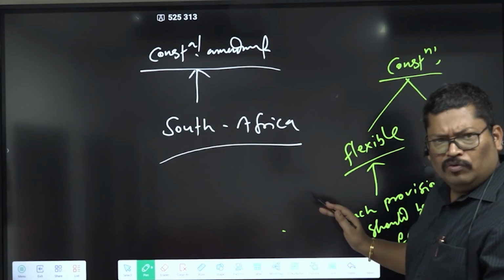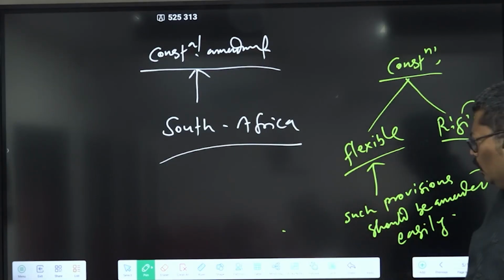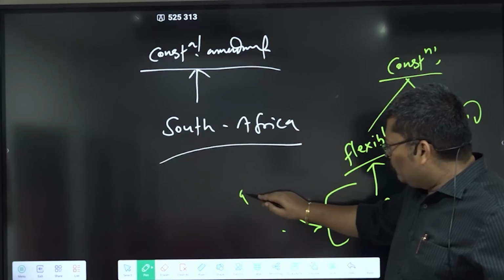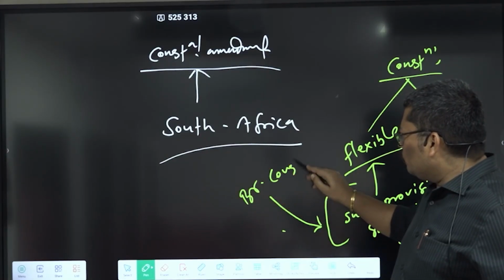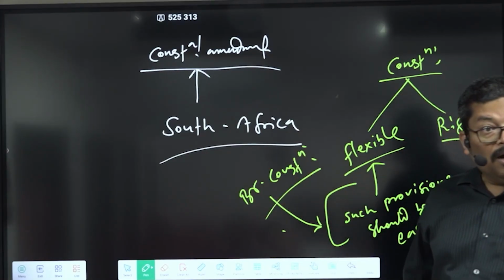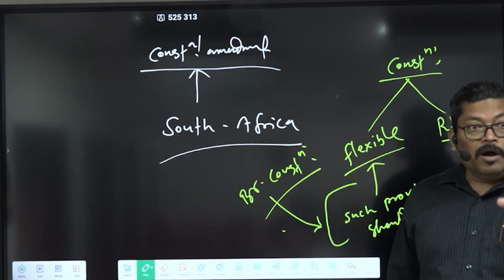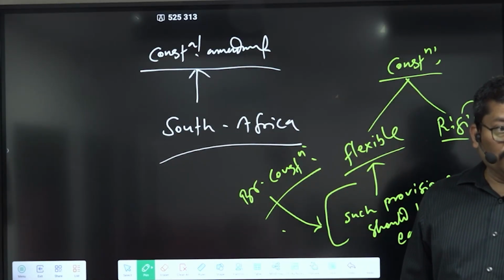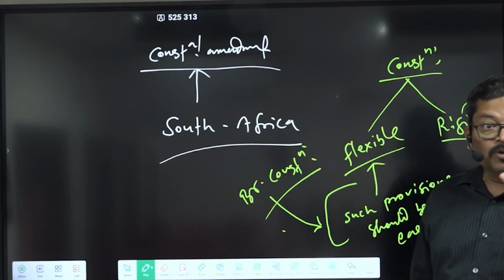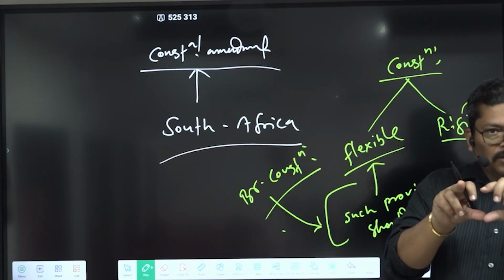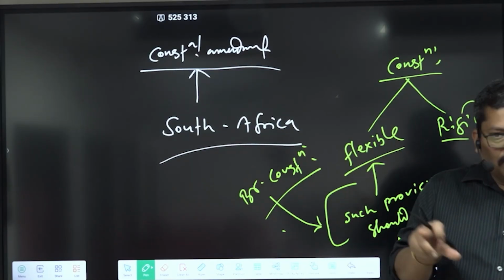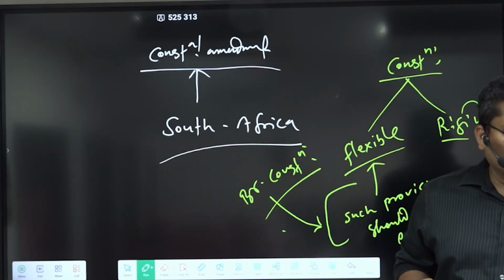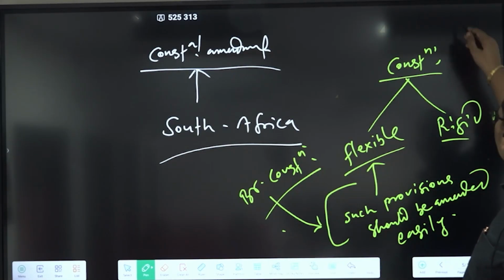It means there is no need to follow any kind of difficulty. This concept has been derived from the British Constitution. Okay. While amending the rigid provisions, a complex procedure needs to be followed. Such a concept has been derived from which constitutional scheme? US constitutional scheme.